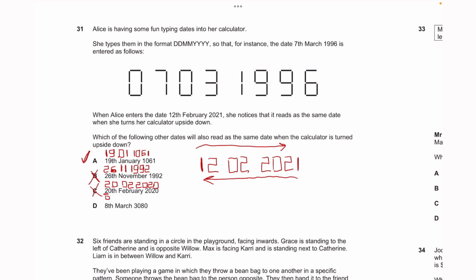Then we've got D, which is an 8th of March, so 8, 0, 8, 0, 3, and then 3, 0, 8, 0, 0, 8, 0 kind of works, but then you can see here that the 3 becomes upside down and it doesn't read as a 3. You can see here it doesn't work, and so our answer is not D either. Okay, and so our only option that we've got is A, 19th of January, 1061. Okay, so that's question 31.